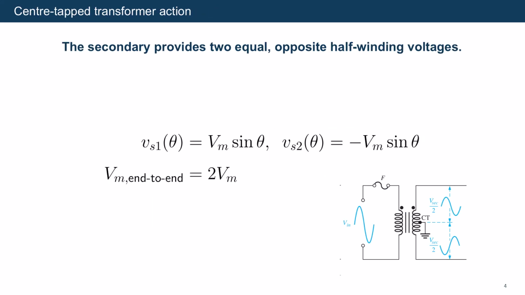The transformer secondary is divided into two equal half windings by the center tap. If the upper end is positive with respect to the center tap, the lower end is negative by the same amount. We define Vm as the peak voltage of one half secondary, measured from an end to the center tap. The complete end-to-end secondary peak is therefore 2 Vm.